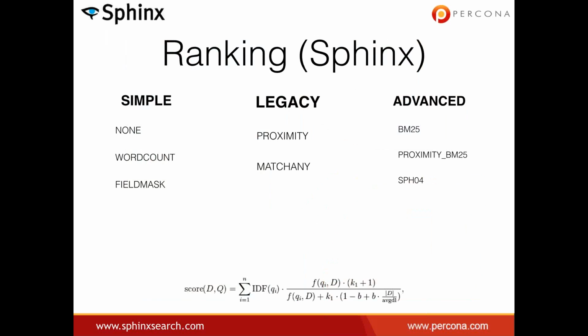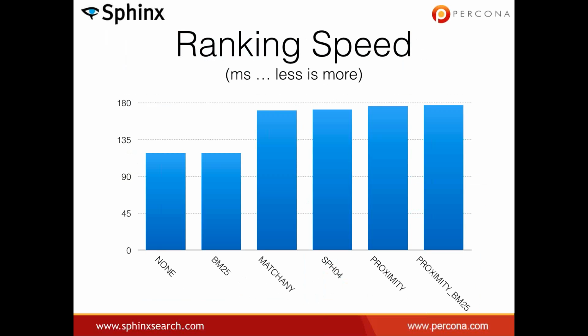BM25 ranks documents based on the query terms appearing in each document, regardless of the relative proximity between the query terms within the document. It is considered to be state-of-the-art in document retrieval functions. Proximity BM25 is a simple improvement on BM25 in that user weights are multiplied by per field phrase proximities, and this is the default method of ranking in Sphinx. And then SPH04 improves on proximity BM25 by increasing the weight of matches that occur in the beginning of the document and ranking exact matches the highest, which is often useful.